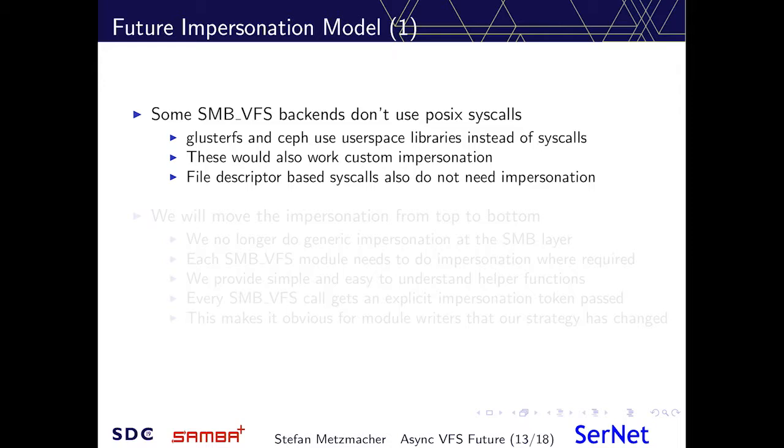So with that in mind, and the failure with the TEvent wrapper, I thought about a new model for the asynchronous calls or impersonation in general. There are a lot of POSIX calls, or backends without POSIX syscalls, like GlusterFS and Ceph, which use user space libraries instead of syscalls. They would be able to do the impersonation via the user space library without setting global state in the kernel.